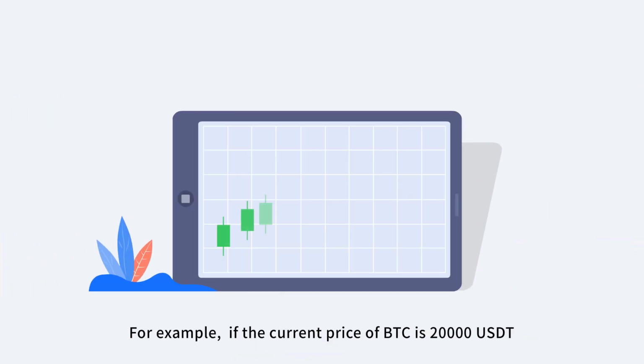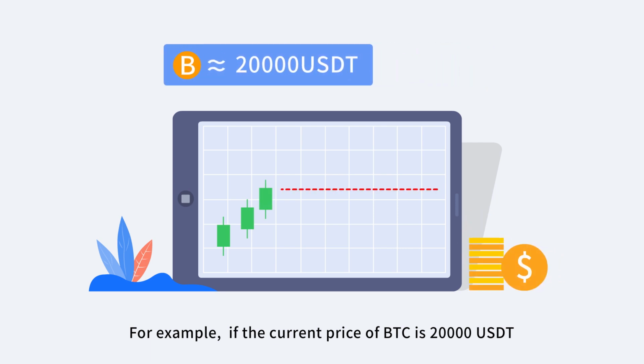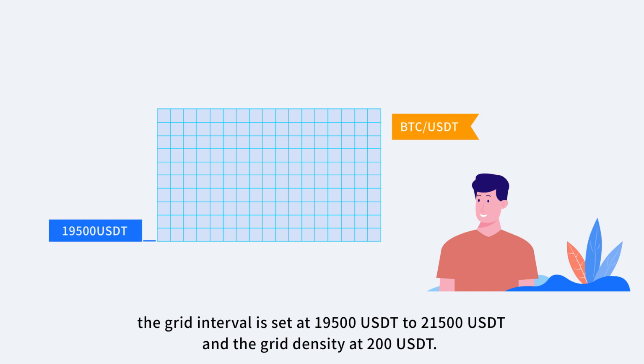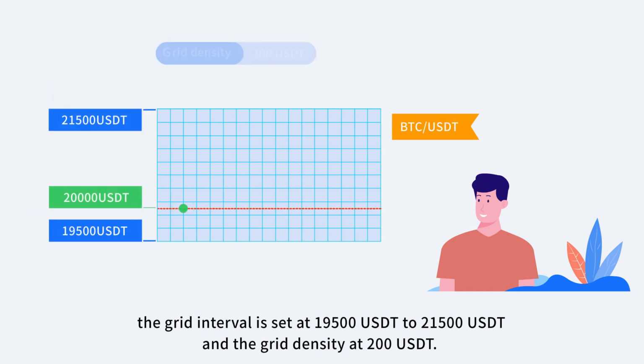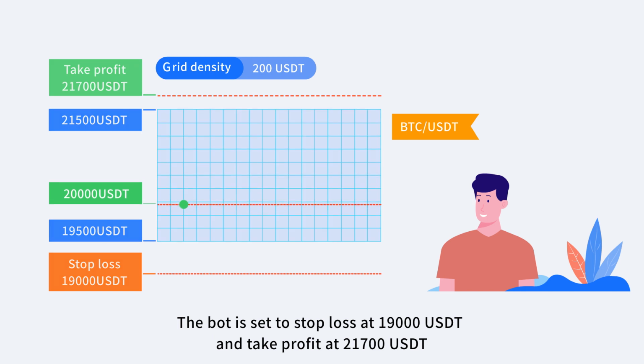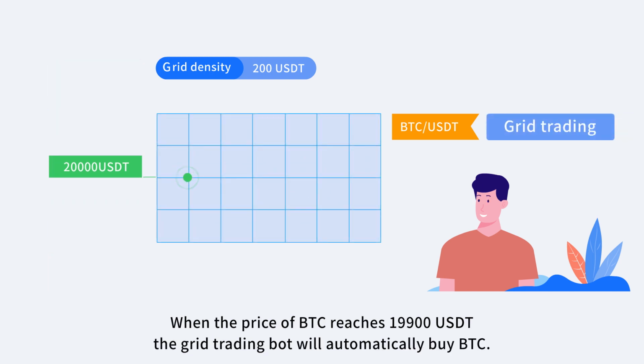For example, if the current price of BTC is $20,000, the grid interval is set up at $19,500 to $21,500, and the grid density at $200. The bot is set to stop loss at $19,000 and take profit at $21,700.